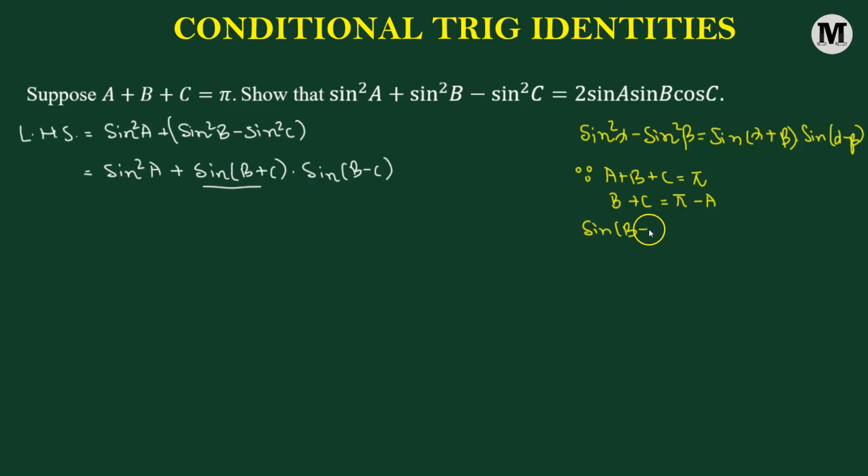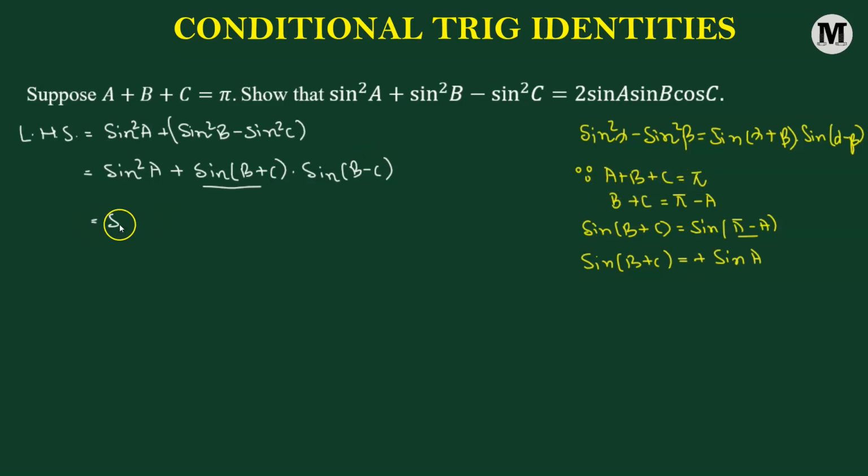So sine of angle b plus c is equal to sine of the angle pi minus a. And we know that sine of pi minus a is simply positive sine of a, getting a positive sign because pi minus a indicates we are in the second quadrant, where the sine function is positive. So we have shown that sine of b plus c is the same as sine of angle a, provided a plus b plus c equals pi radians.